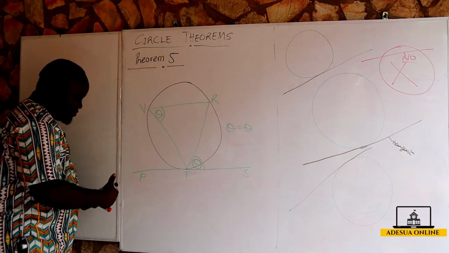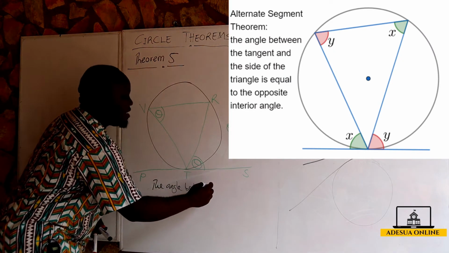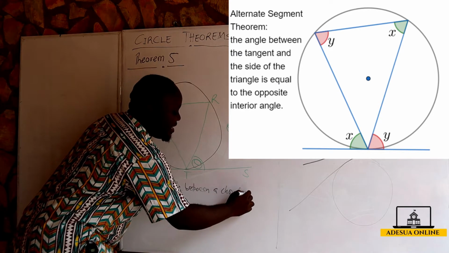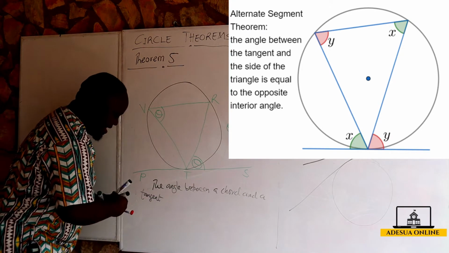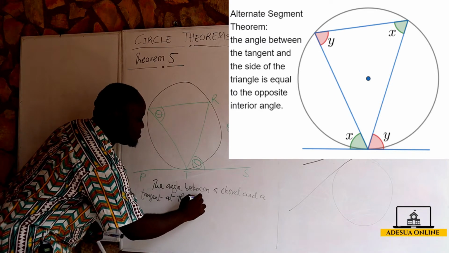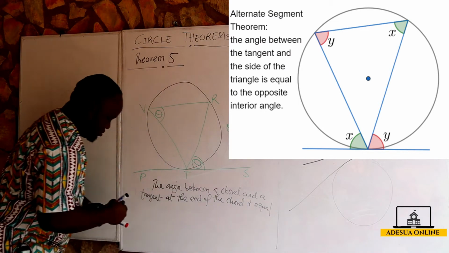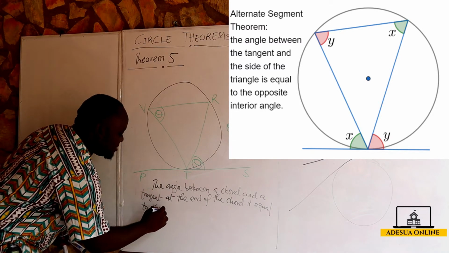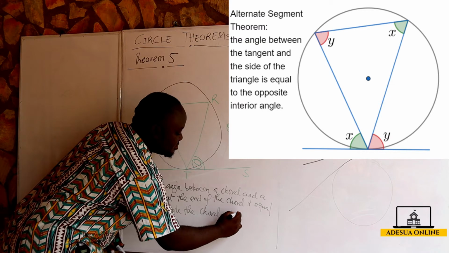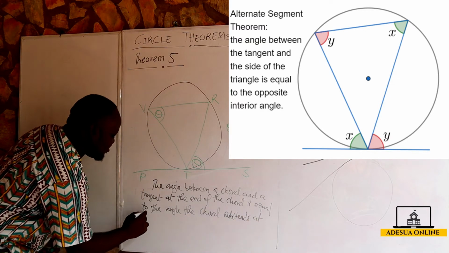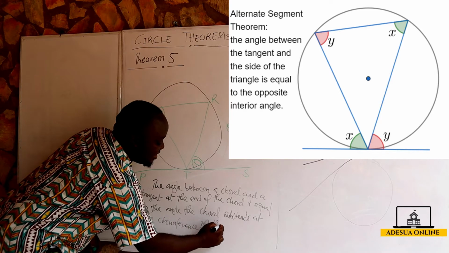So let me write down the theorem for you. The theorem says that the angle between a chord and a tangent at the end of the chord is equal to the angle the chord subtends at the circumference of the circle.